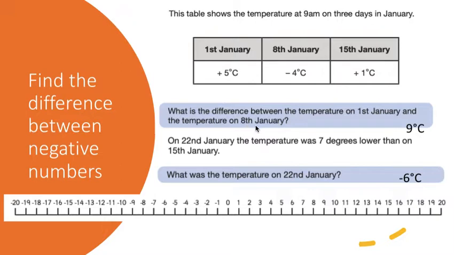The next one, what's the difference between the temperature on the 1st of January and the 8th of January? That's 9 degrees. And what was the temperature on the 22nd of January? Minus 6 degrees.